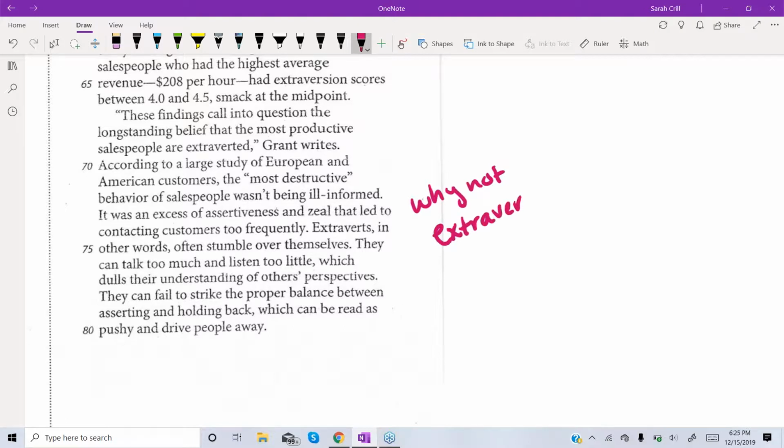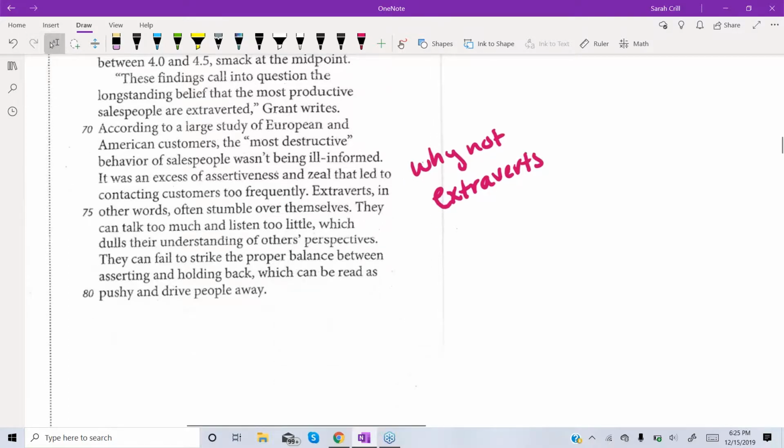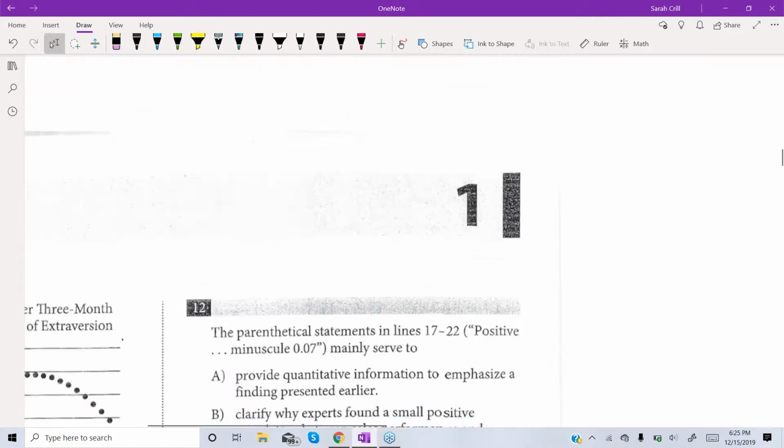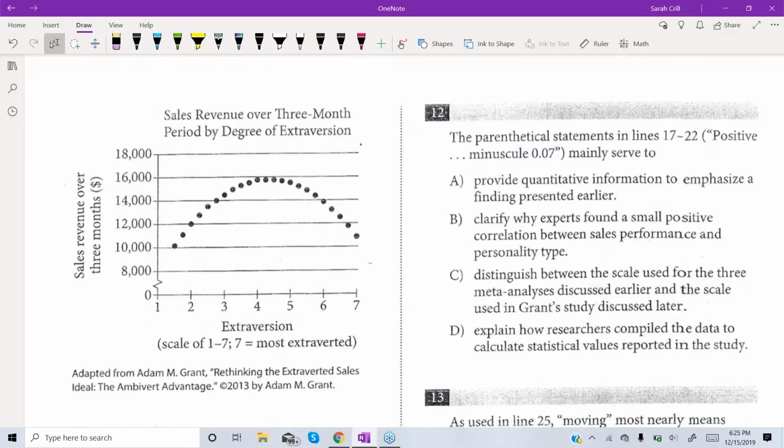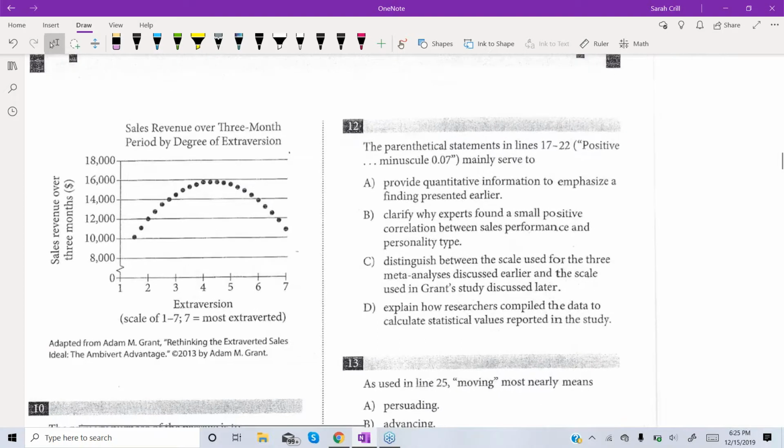So they don't ever give you a reason why introverts are not good at selling, but they give you at the end here reasons why extroverts are not good at selling. All right, so let's head to the questions. And it looks like we have a graph associated with this passage. So what I would normally do is go ahead and read the graph as part of the passage.